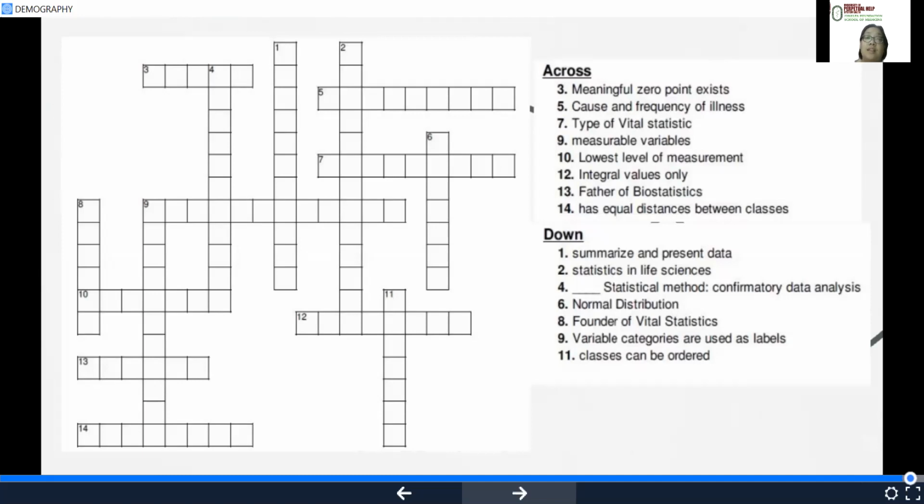So, this is the end of the lecture. Be ready to answer this crossword puzzle. This would serve as your quiz for this afternoon.